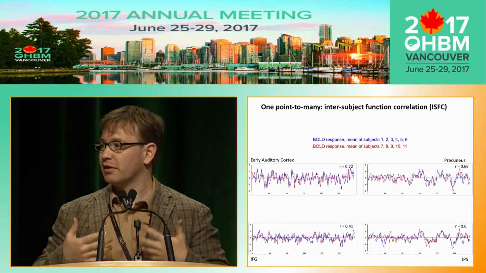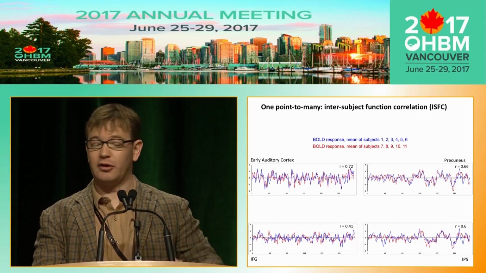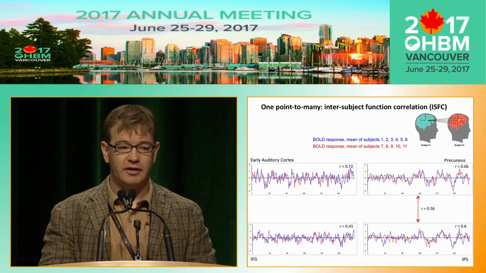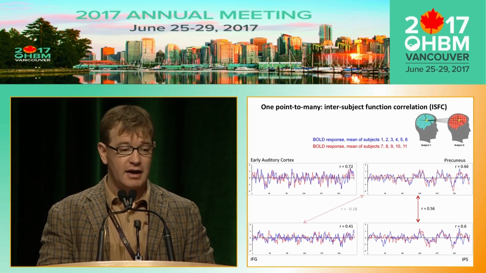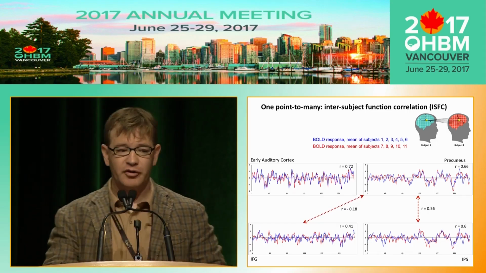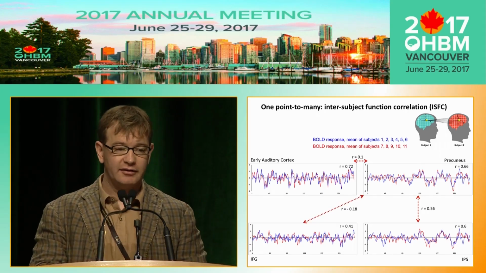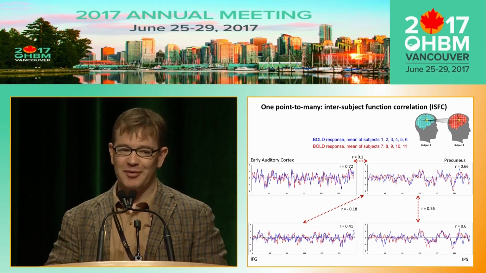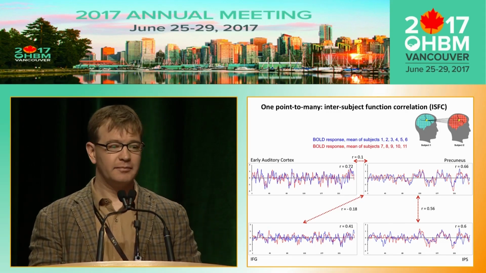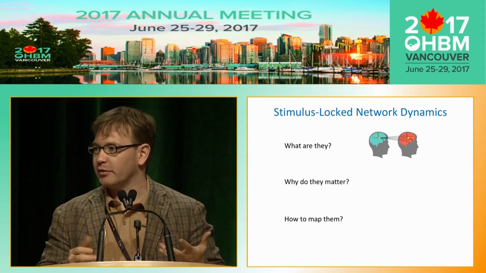But when we talk about a stimulus locked network, what we're going to do is ask whether these different boxes are correlated, right? For example, the precuneus and the IPS are actually correlated at 0.56 with each other. And precuneus and IFG are anti-correlated, whereas precuneus and auditory cortex actually don't have a significant correlation. So this is saying that really, when I'm listening to this story, my precuneus really is correlated with your IPS, for example. Okay. So this is just an intro to say, what are these so-called stimulus locked networks?